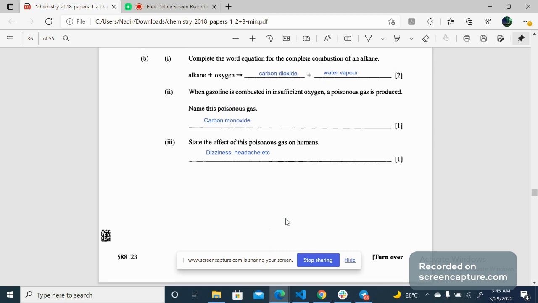Part 3. Okay, now it's asking us about the effect. Because this is not health friendly, it causes things like headache and dizziness, to name a few, and other things can also be seen in humans who are affected by carbon monoxide.